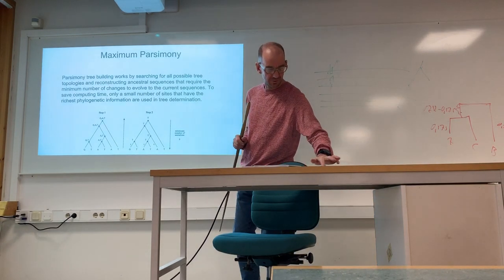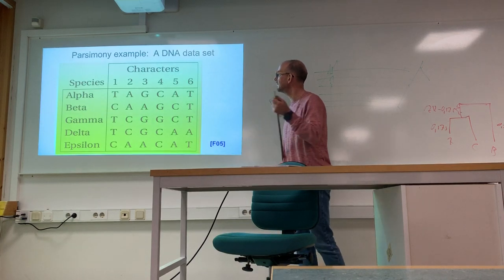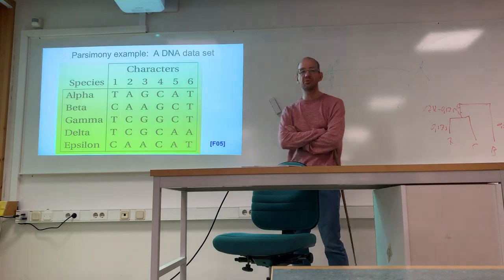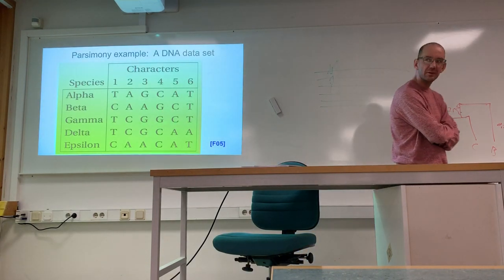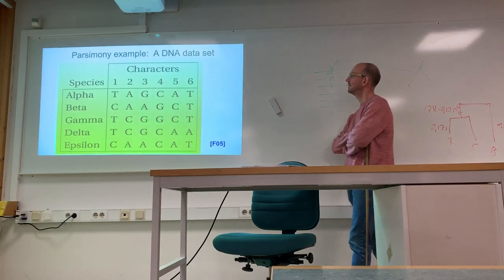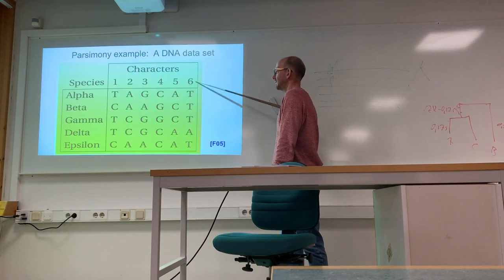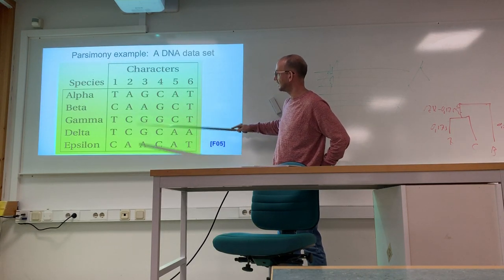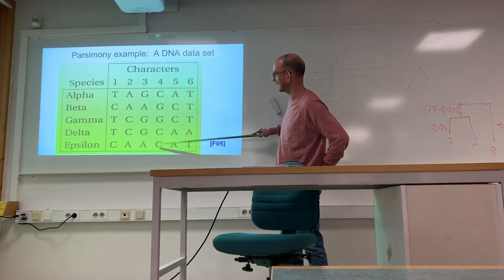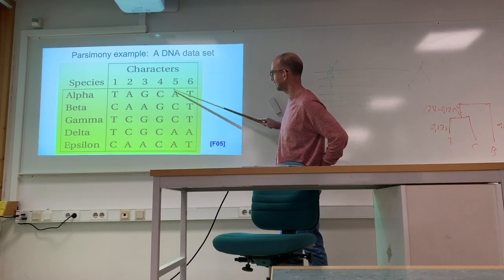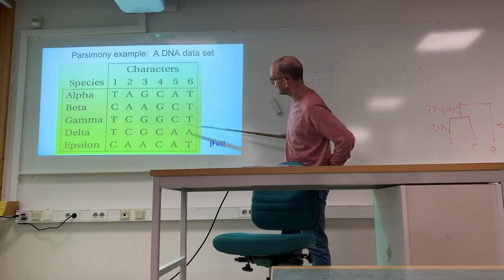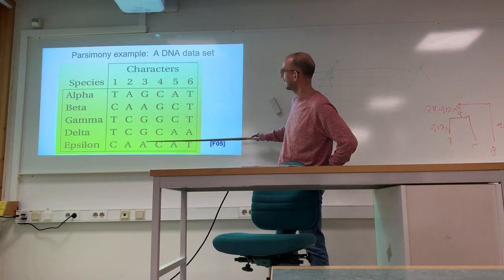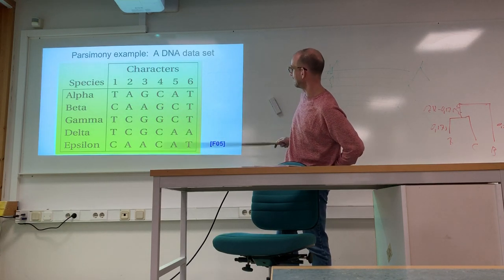So how do you do this? You can think about an alignment. And here you have five species again. This time it's alpha, beta, gamma, delta, epsilon. And then you have six positions that you consider. This time it's nucleotides only. You see, they are all different in at least two. There are at least two that are different from the rest. They're not all the same. Most of them have only two variants.